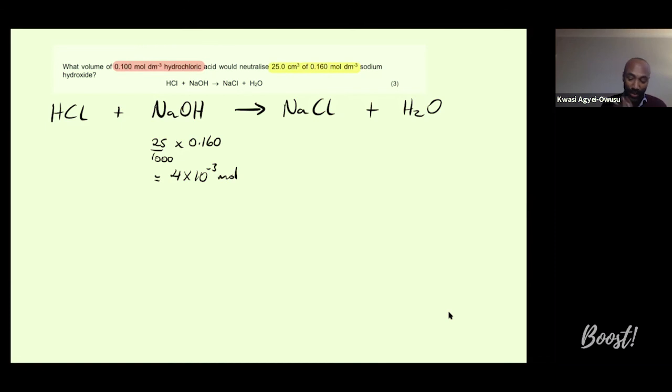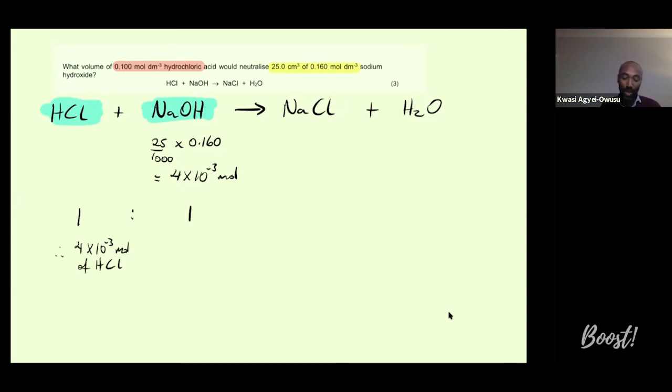And then the next thing we need to do is to look at the molar ratio of hydrochloric acid to sodium hydroxide. I use a different color, perhaps, to look at the two substances we're considering here. The molar ratio is 1 to 1, so 1 mole of hydrochloric acid reacts with 1 mole of sodium hydroxide. And that therefore allows us to work out that we should have 4 times 10 to the minus 3 moles of hydrochloric acid.